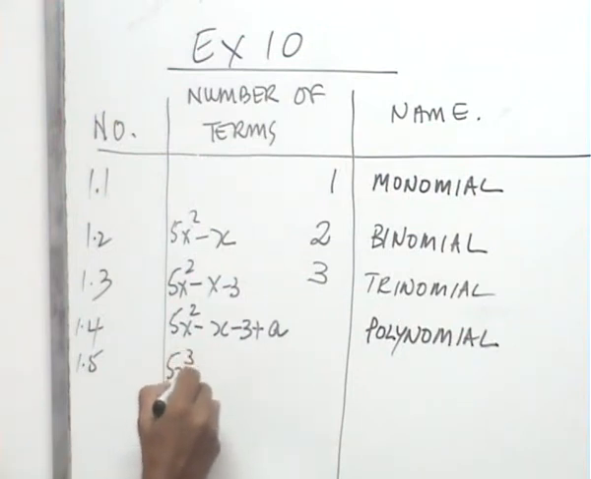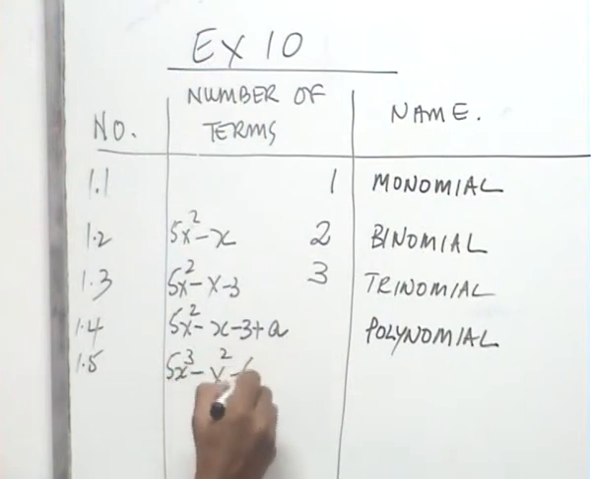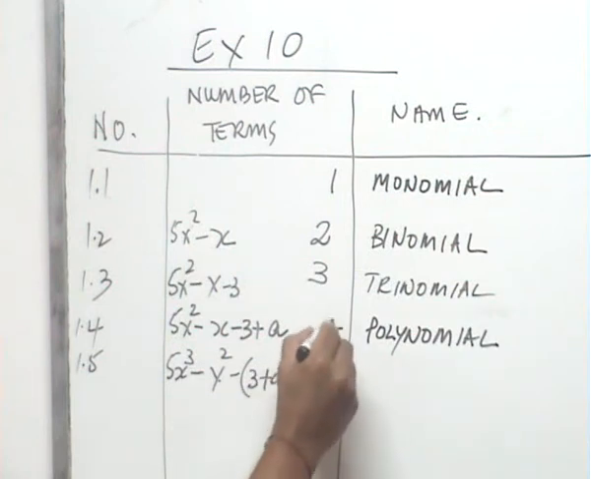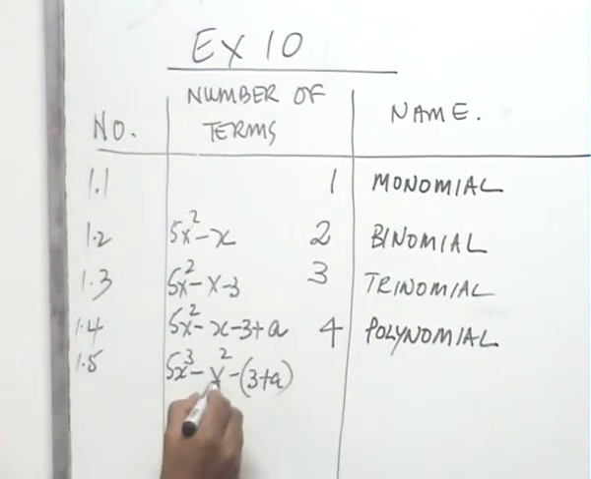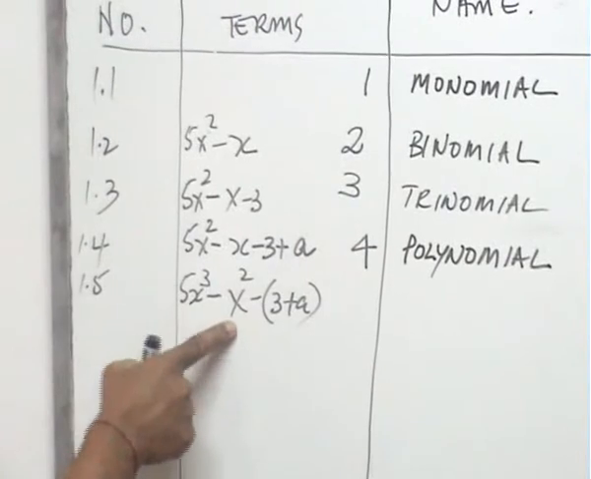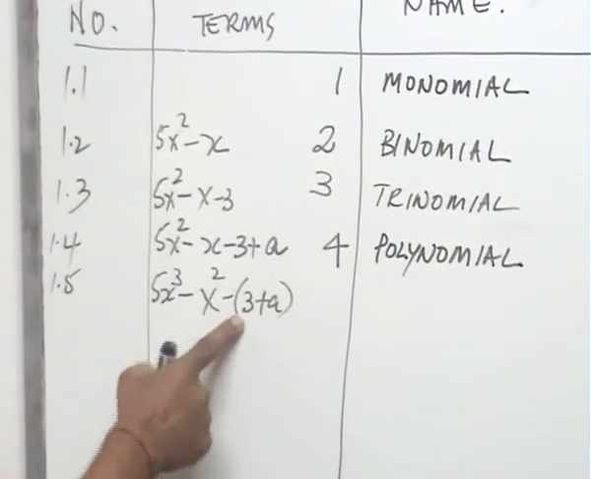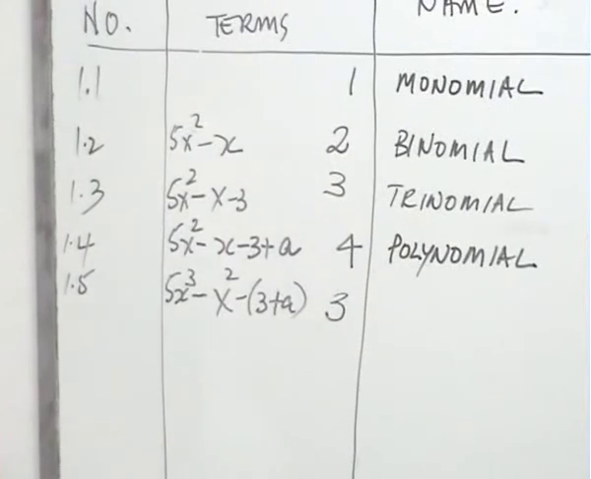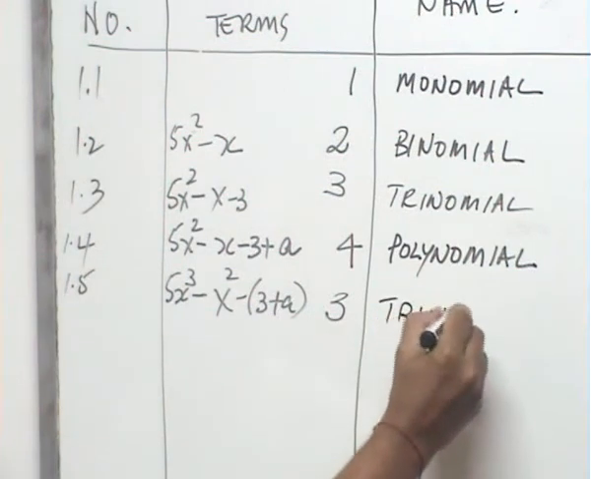1.5, the question is 5x cubed minus x squared minus 3 plus a. Well, actually the number of terms here was 4. So if you look here now, this is one term, that's another term, and this whole thing will be considered as one term. So the number of terms here is 3. Okay? So let's check that again carefully. That's one term, minus x squared is another term, and then minus this whole thing will be considered as one term. So the number of terms here will be 3, and your answer will be trinomial.